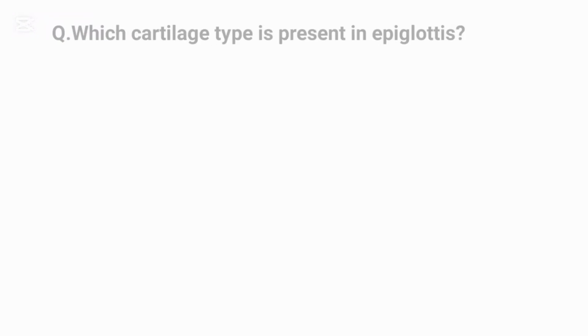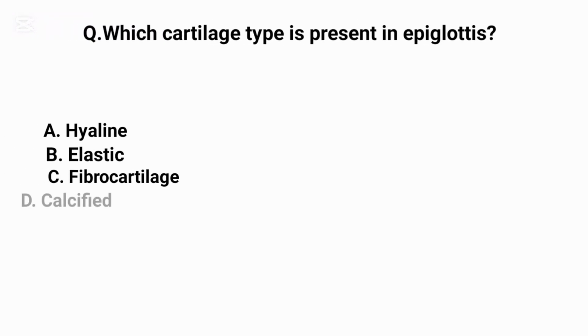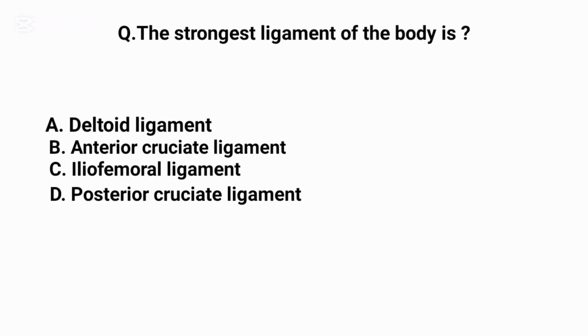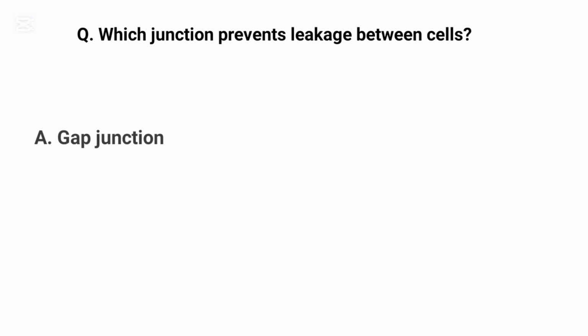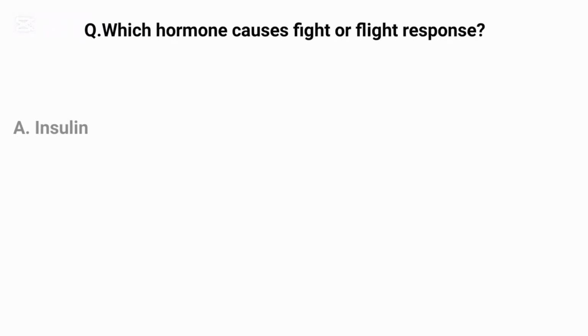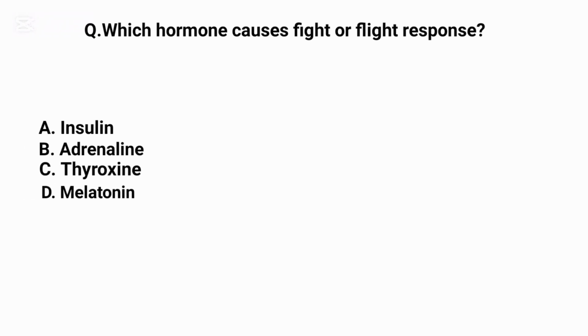Store bile. Which cartilage type is present in epiglottis? Correct answer is option B, elastic cartilage. The strongest ligament of the body is. Correct answer is option C, iliofemoral ligament. Which junction prevents leakage between cells? Correct answer is option B, tight junction.